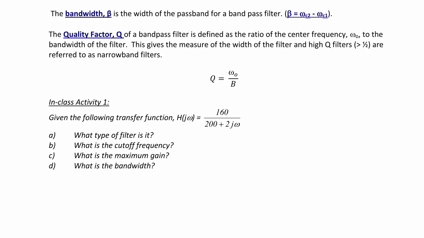Now let's try in-class activity 1. Given the following transfer function, H(j omega) is equal to 160 over 200 plus 2j omega, determine what type of filter it is, what is the cutoff frequency, what is the maximum gain, and what is the bandwidth.